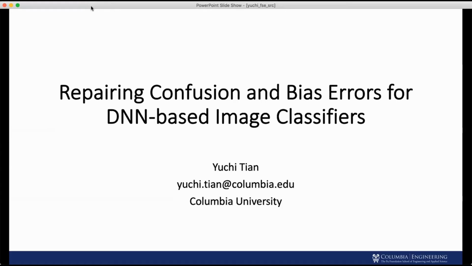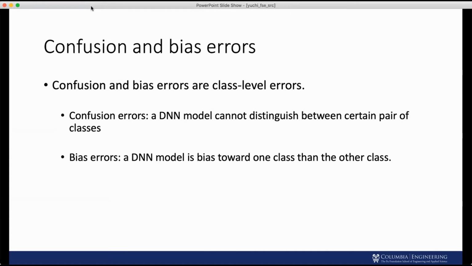In this video, I will introduce my paper, Repairing Confusion and Bias Errors for DNN-Based Image Classifiers. Both confusion and bias error are class-level errors. If a DNN model cannot distinguish between two classes, it's a confusion error. If a DNN model is biased toward one class than the other class, it is a bias error.